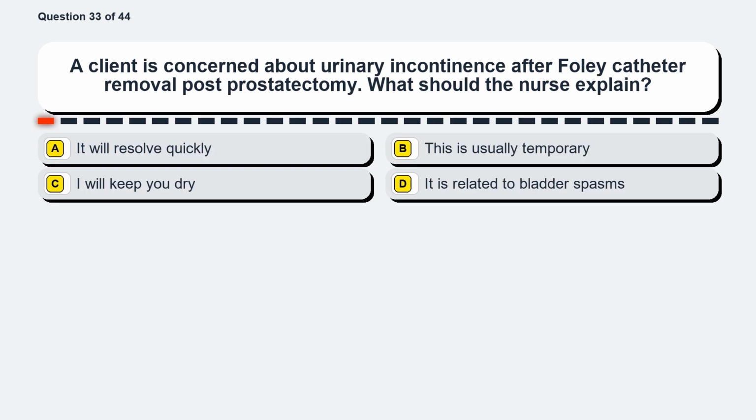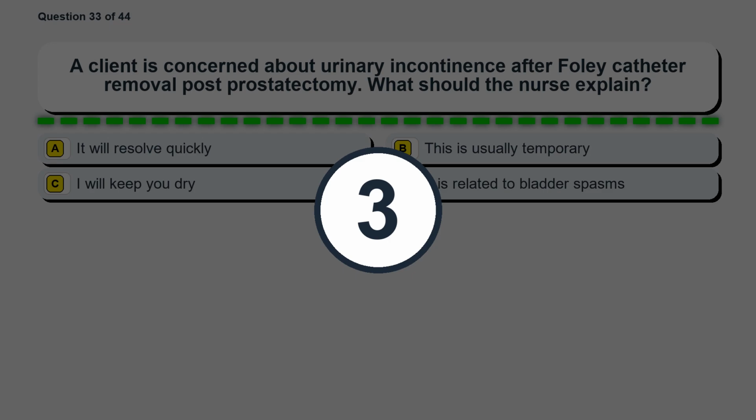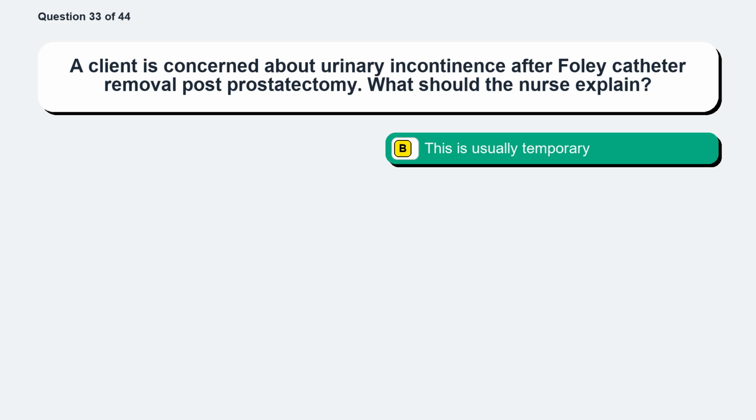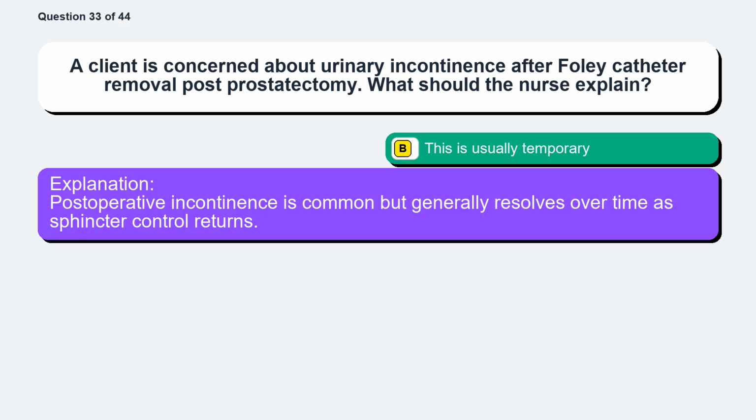Question 33. A client is concerned about urinary incontinence after Foley catheter removal post-prostatectomy. What should the nurse explain? Option A. It will resolve quickly. Option B. This is usually temporary. Option C. I will keep you dry. Option D. It is related to bladder spasms. The correct answer is option B. This is usually temporary. Postoperative incontinence is common but generally resolves over time as sphincter control returns.